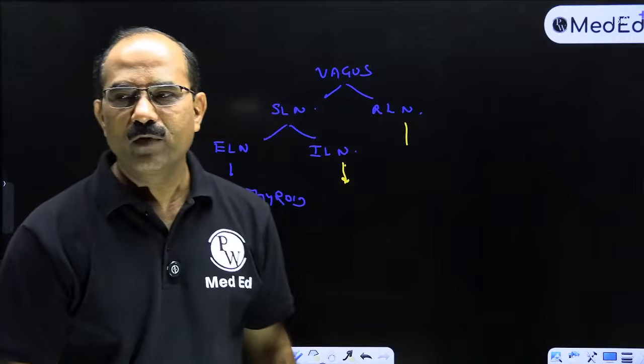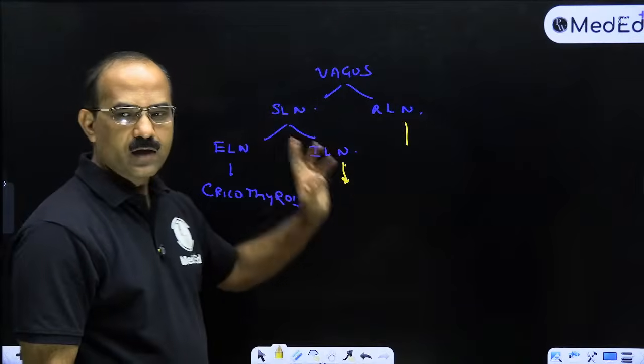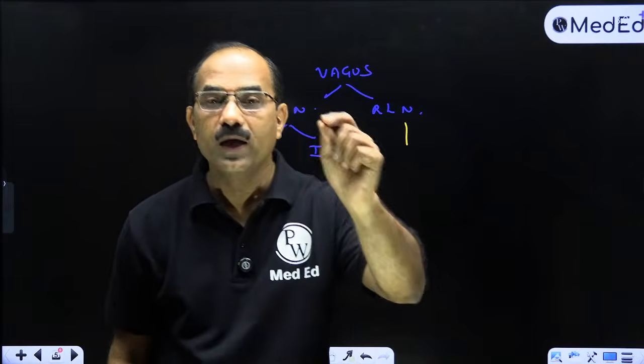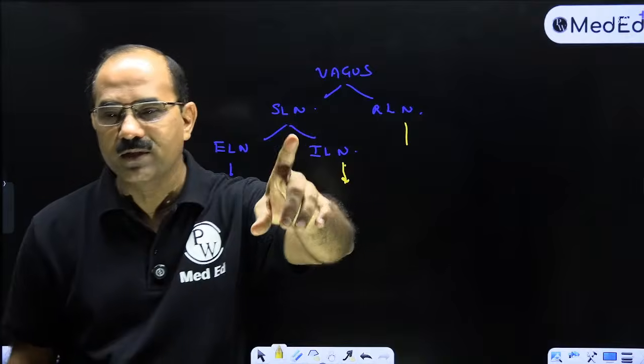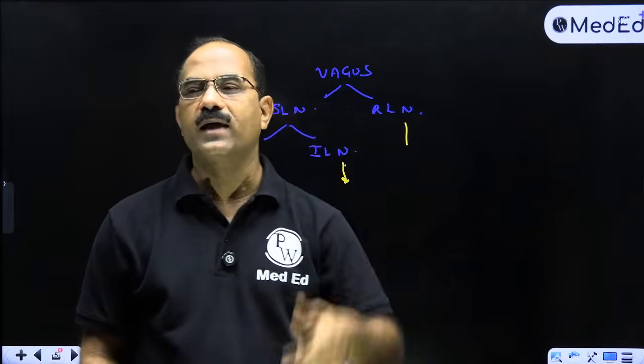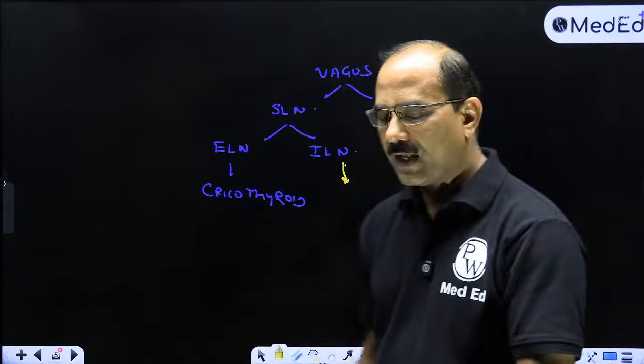Perfect. Be very clear about this. This is very important. So what is the structure which is pierced by the internal laryngeal nerve? The thyrohyoid membrane. That's another very important MCQ. The thyrohyoid membrane is pierced by the internal laryngeal nerve and the superior laryngeal artery. Superior laryngeal vessels.